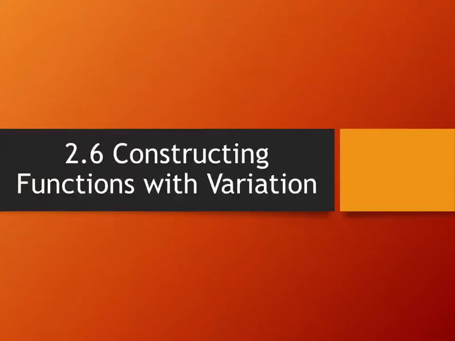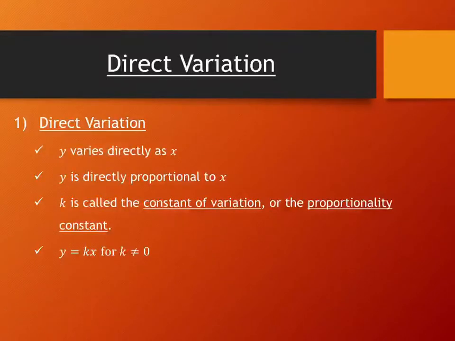So 2.6, we're going to take a look at variation. In particular, we're going to be constructing functions with variation. There are three types of variation. The reality is there's really only two types, but the third type combines the two types. So we call it a third type of variation. The first type of variation is direct variation.